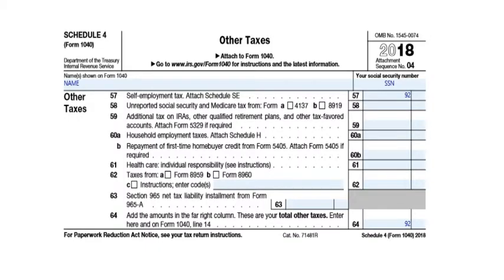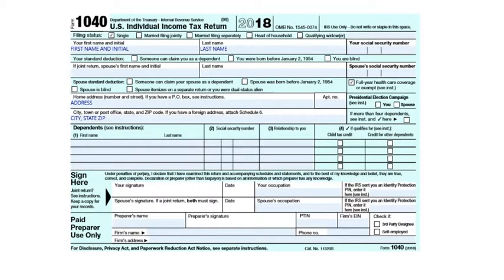This is Schedule 4, Other Taxes. Put your name and Social Security number at the top of the form. On line 57, put your self-employment tax of $92 and carry that down to line 64.